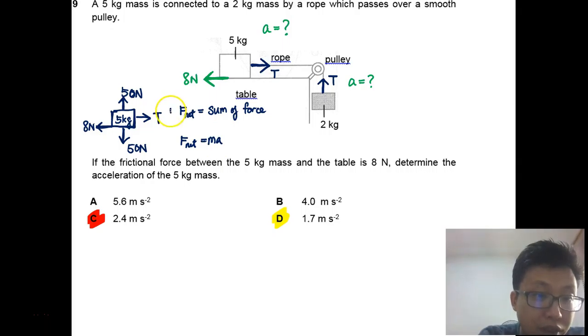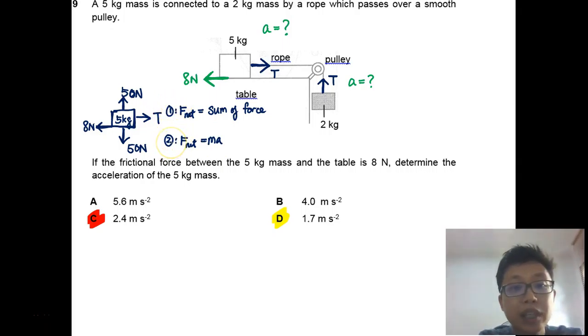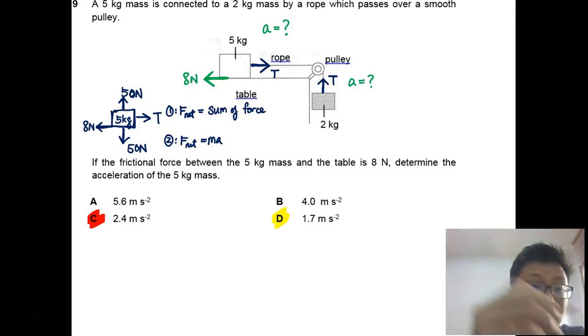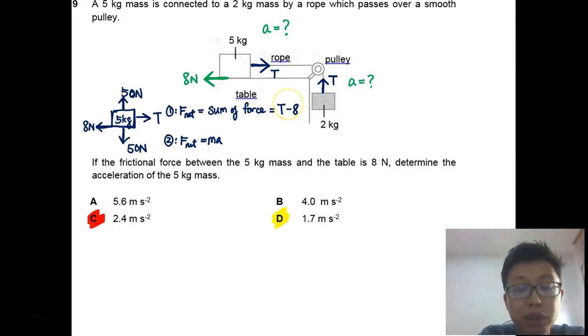Okay, and I will call this equation 1, I will call this equation 2. Okay, so let's expand on equation 1. Equation 1 is pretty straightforward. The sum of forces is just T minus 8. Okay, I will take the right side as positive. And my F net down here will be my 5 kg multiplied by A.